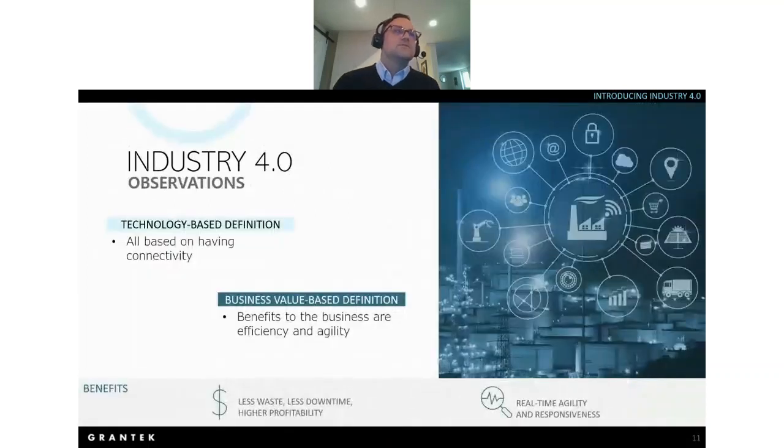Out of all of this, there's two observations I want you to see. What I want to do here is connect the technology of Industry 4.0 to the business value. Remember that much, if not all, of the Industry 4.0 technology is based on connectivity. And remember, the future business value of Industry 4.0 is efficiency and agility. The picture I want to paint here is that no matter what Industry 4.0 thing is going to be right for your organization, or when the right time will be to work on it, you're going to need connectivity.